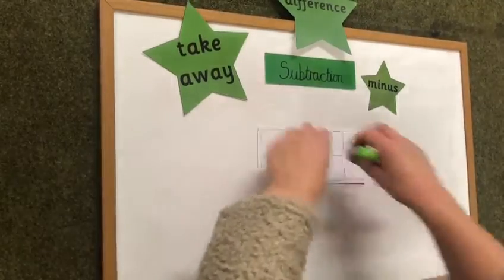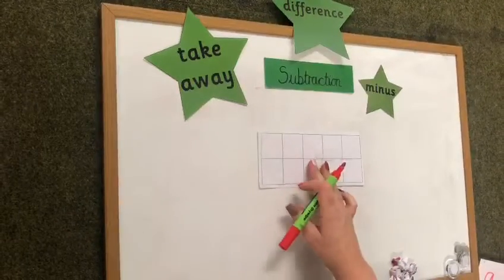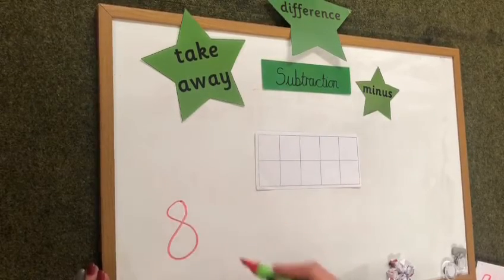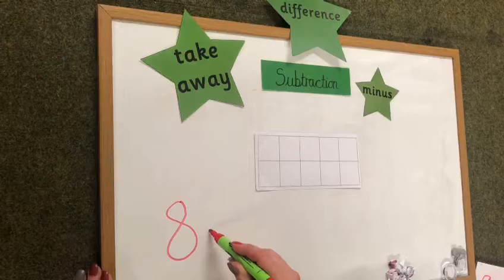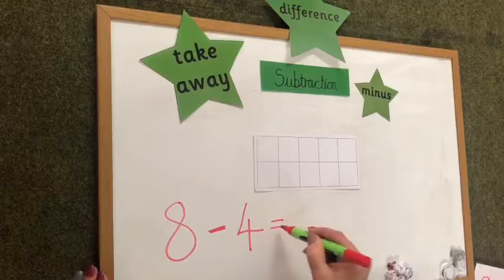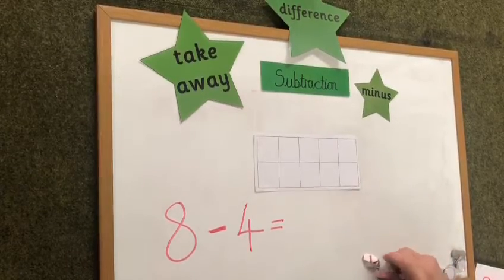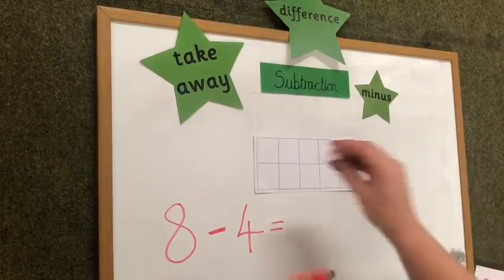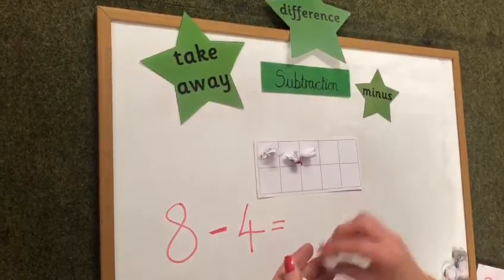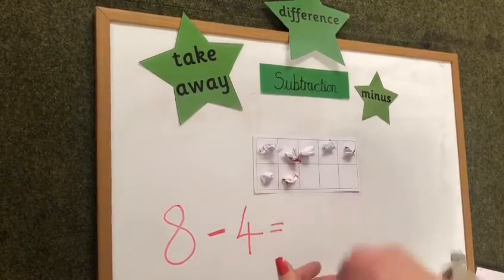You can write down your number sentence with me as you go along if you like, to make sure that you don't forget what number you're subtracting. So let's start with the number 8 this time. Okay, so we have the number 8, and we're going to take away the number 4. So let's have a look. What number do we need to put on our 10 frame? How many pieces of paper? 8 pieces of paper. 1, 2, 3, 4, 5, 6, 7, 8.